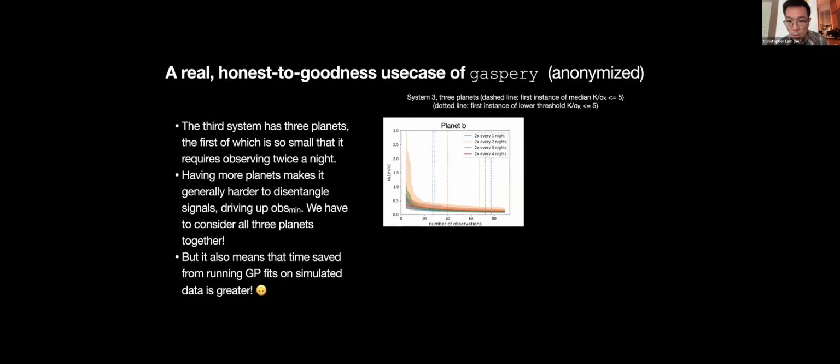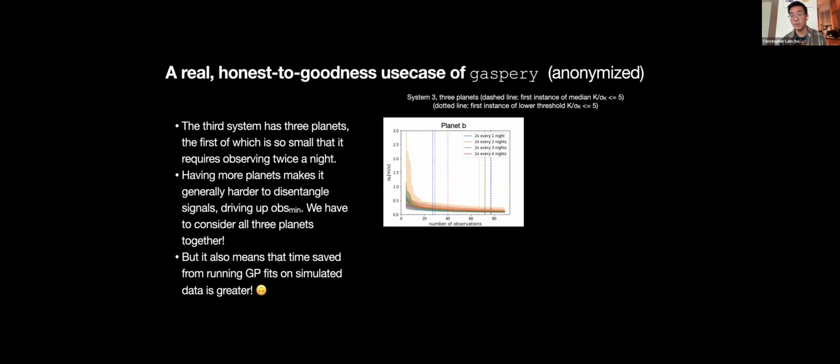In this plot, it might be hard to tell. It was hard for me when I was practicing this talk. The yellow line is a dotted line. So there's only two dashed lines, green and blue, north of 70 observations. So this is for planet B.